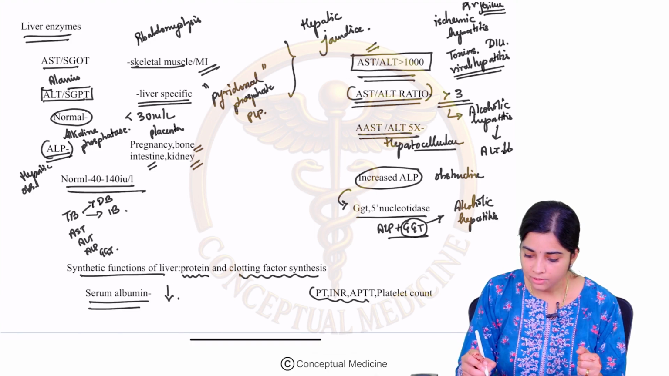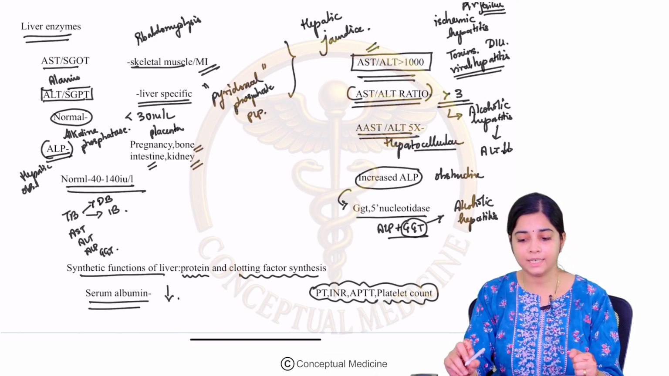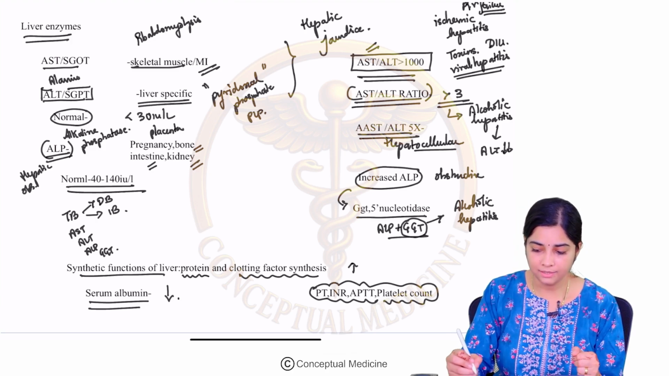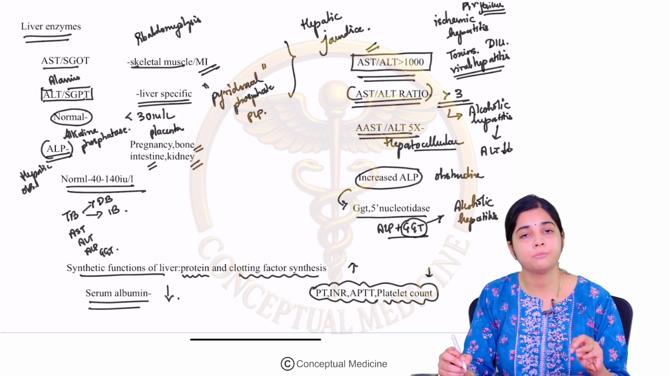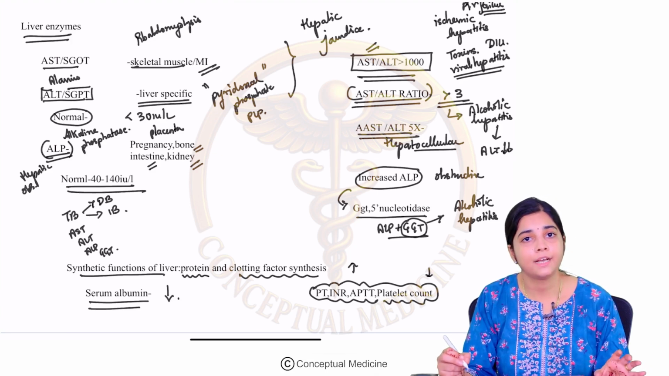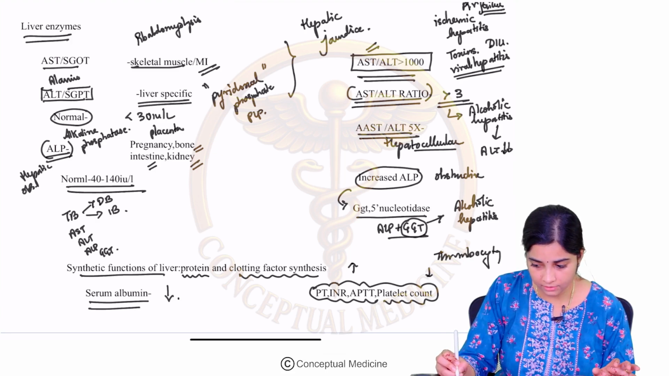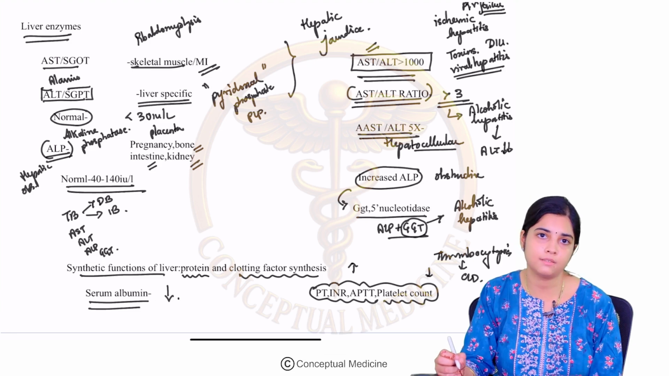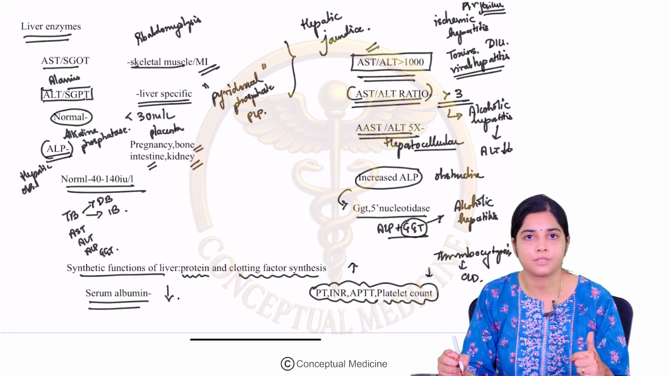Apart from that, how do you look at your coagulation status? We look at the PT, INR and APTT. Usually in liver disease, all of this is elevated and the platelet counts can be reduced. PT-INR, APTT can be prolonged because of damage to your clotting factor synthesis, and you can have thrombocytopenia in CLD or chronic liver disease. So this is about the various components of your liver function testing.